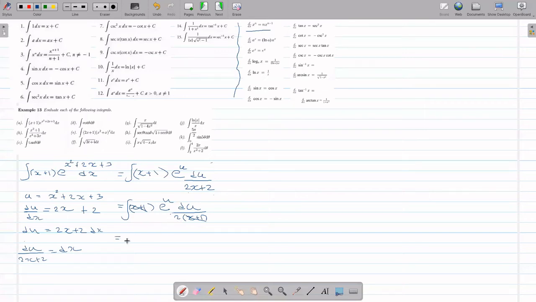And this 2 in the denominator, I'll pull it out, okay? Because it's a constant, I can pull it out of the integration sign. Yeah, I get e^u du.